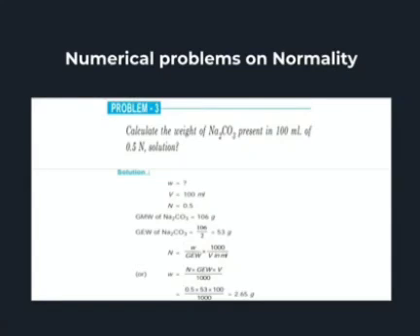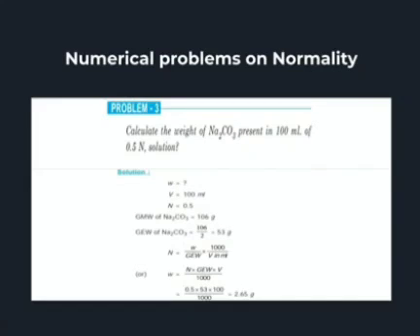Then problem number 3. Calculate the weight of sodium carbonate present in 100 ml of 0.5 normal solution. Here the given data is: volume of the solution capital V is equal to 100 ml, normality of the solution capital N is equal to 0.5 N, and the gram molecular weight of sodium carbonate is 106, which is calculated from the molecular formula of sodium carbonate, that is Na2CO3.